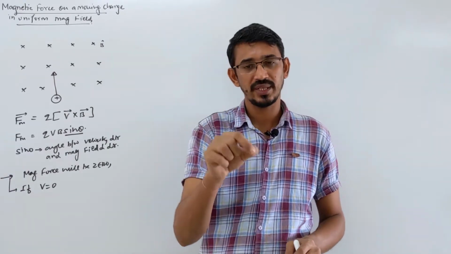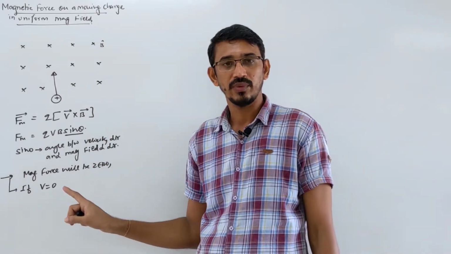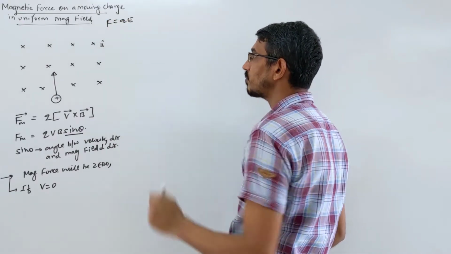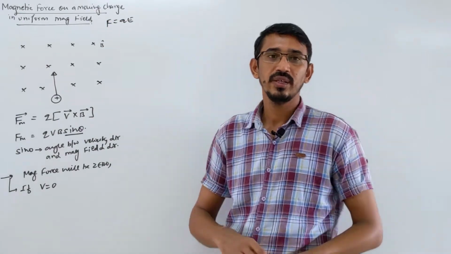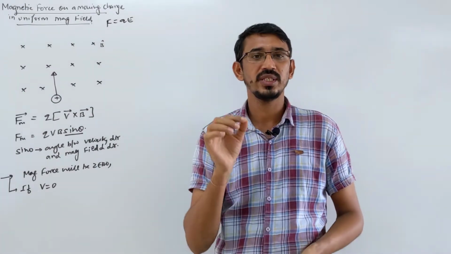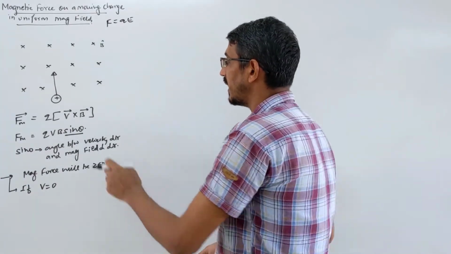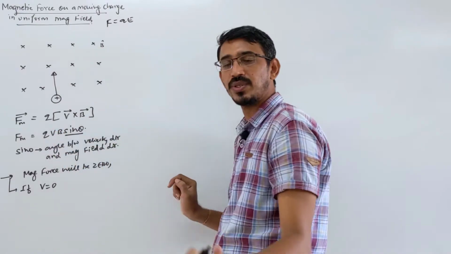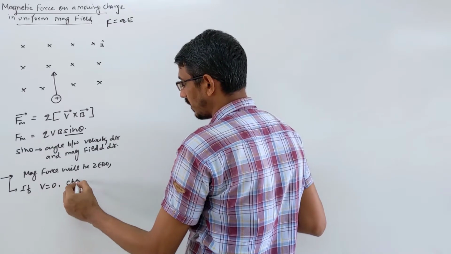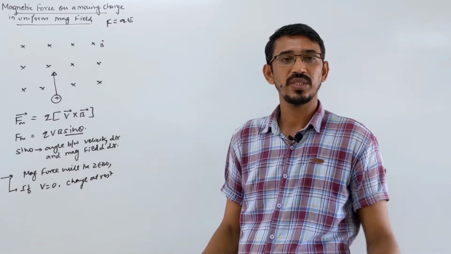This does not happen with electric force. If you put a charge even at rest, it will experience an electric force. But that is not happening with magnetic force. I will talk about it later, but the electric force formula is Q into E. If you put a charge Q inside an electric field, the electric force experienced is Q into E, so you don't need velocity. Even at rest it will experience some force. But inside a magnetic field you need velocity. If there is no velocity, it will not experience any force. So a charge at rest will not experience any magnetic force.